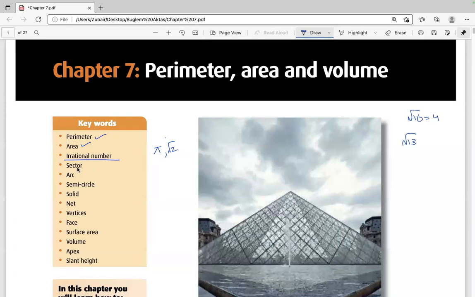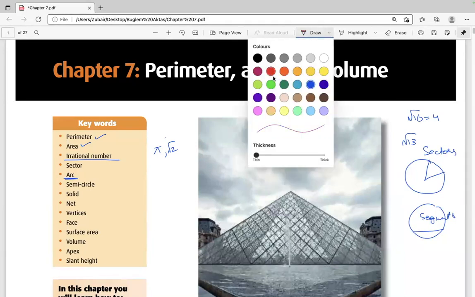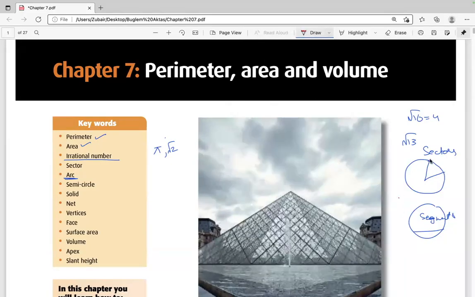So, sector and arc. What is a sector and what is an arc? A sector is just like a section of a circle that goes through the midpoint. This is the sector. These are the segments. Sectors, segments, and what was the arc? Arc is like the outside of the circle, the outside length.